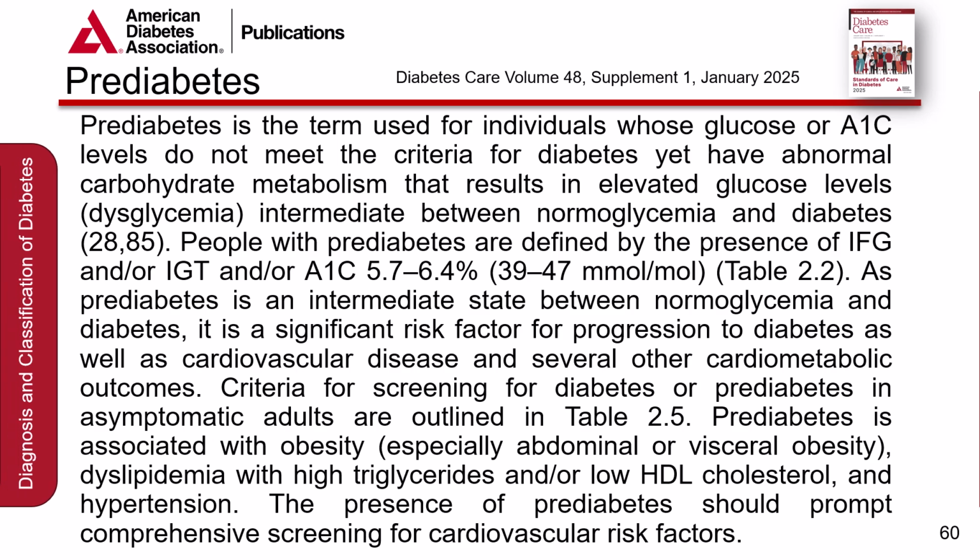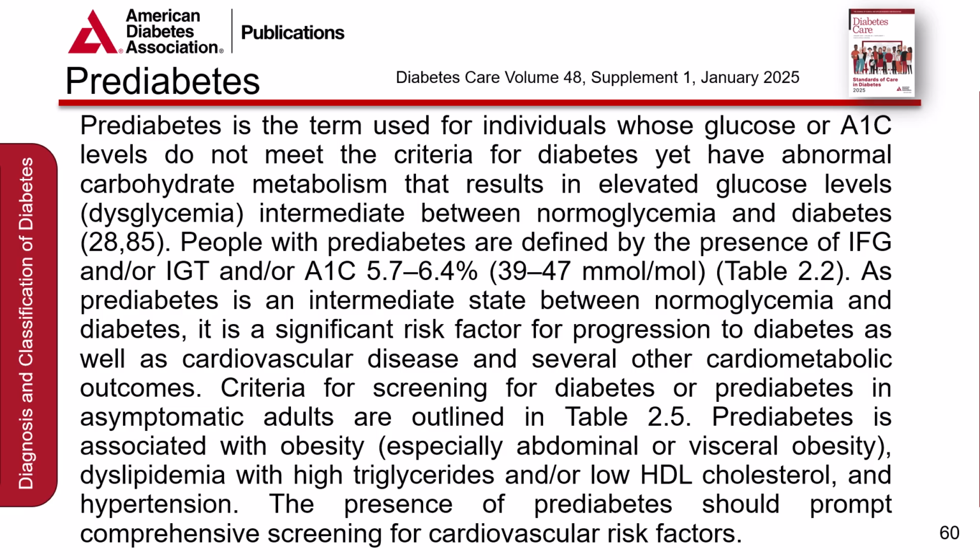Prediabetes is the term used for individuals whose glucose or glycated hemoglobin levels do not meet the criteria for diabetes, yet have abnormal carbohydrate metabolism that results in elevated glucose levels. Dysglycemia, intermediate between normoglycemia and diabetes. People with prediabetes are defined by the presence of impaired fasting glucose and/or impaired glucose tolerance and/or glycated hemoglobin 5.7 to 6.4%, 39 to 47 millimoles per mole.